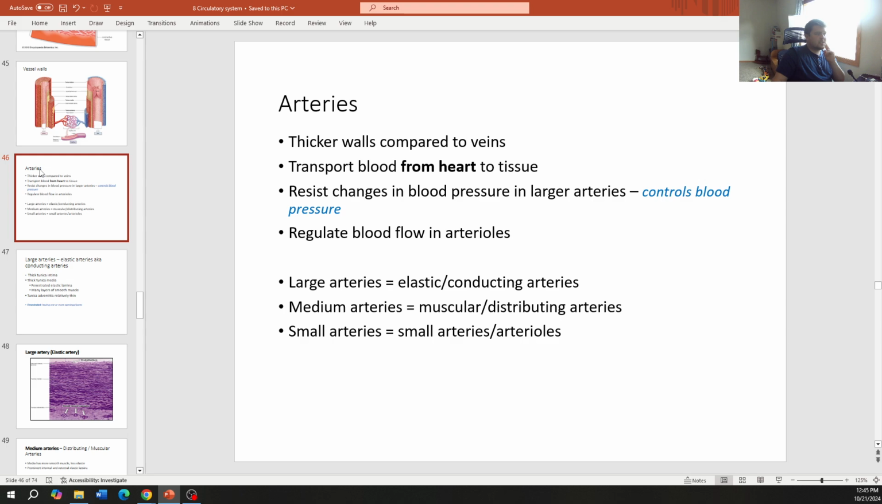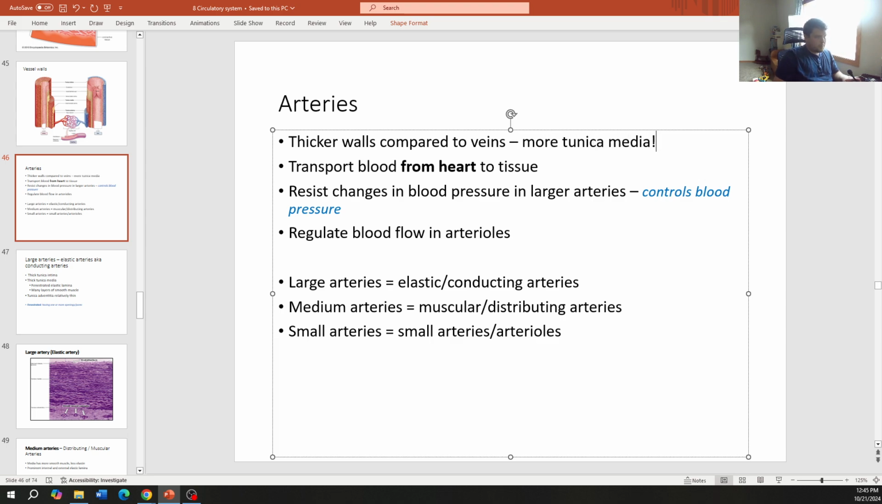So talking about arteries themselves, again, these have thicker walls compared to veins. More tunica media. They transport blood from the heart to the tissue. They resist changes in blood pressure in the larger arteries, and they regulate blood flow in the arterioles. We'll talk about what arterioles are in a minute. So we have large arteries, medium arteries, and then small arteries or arterioles.